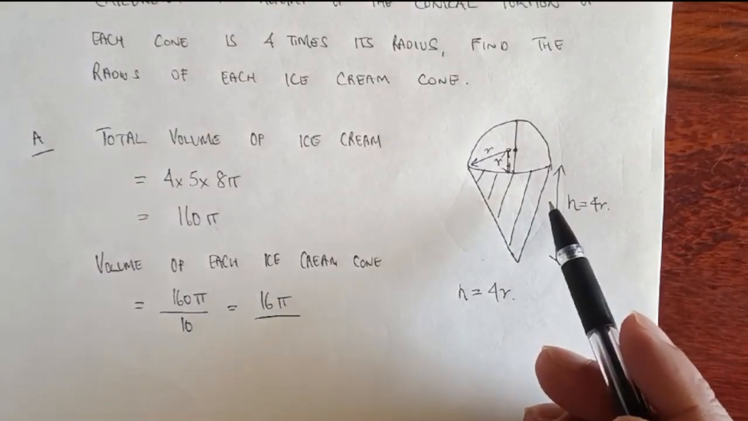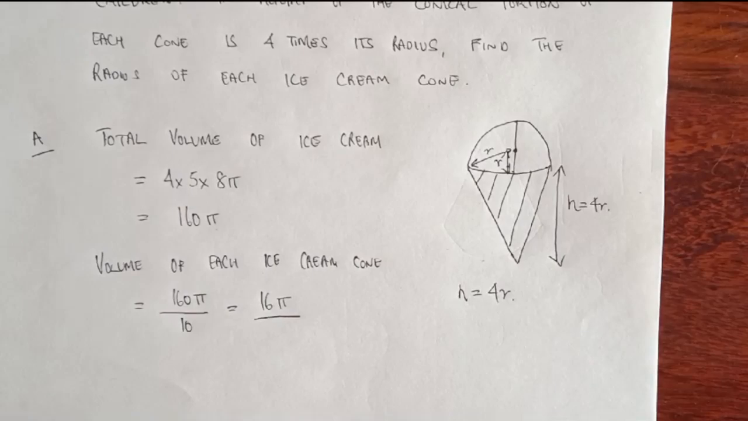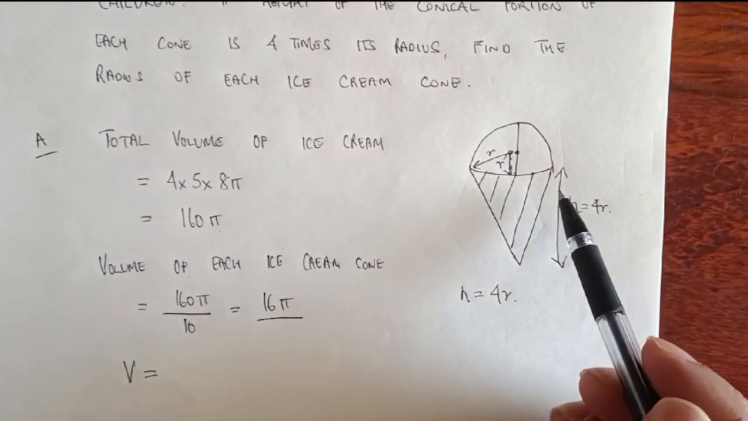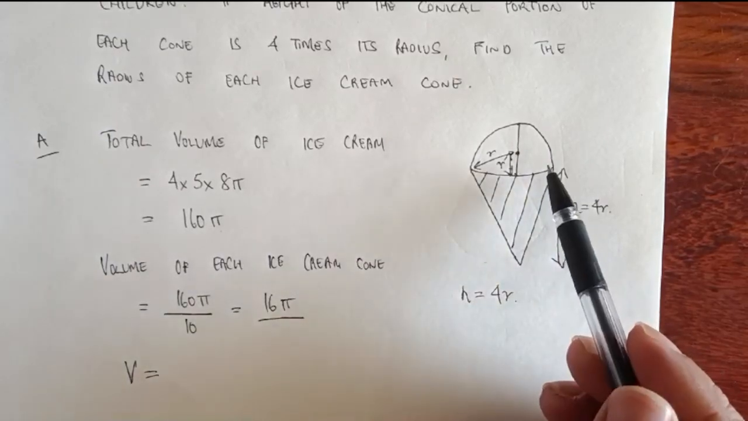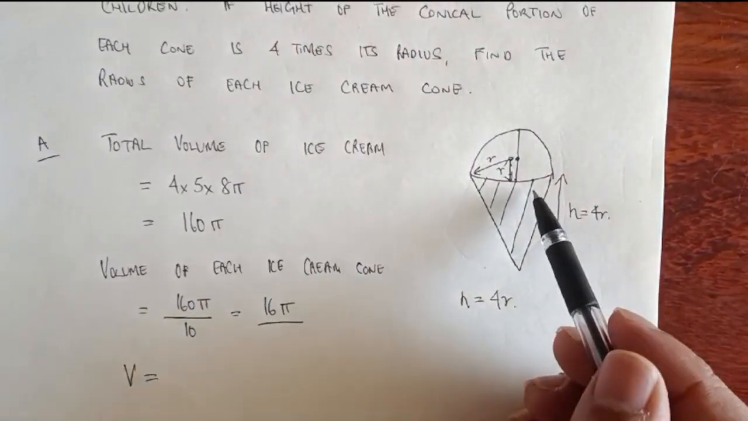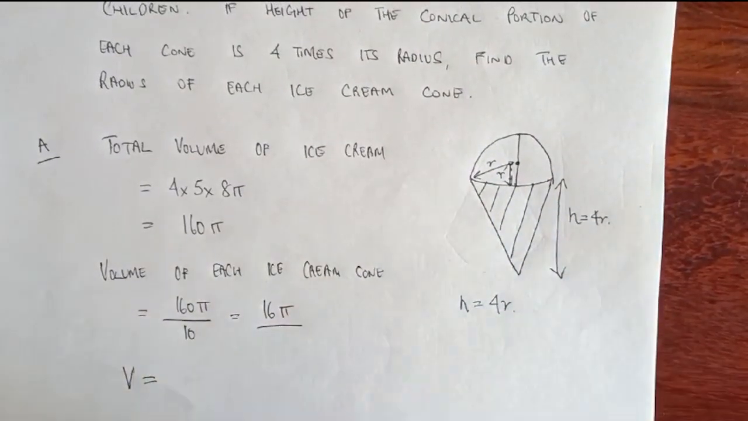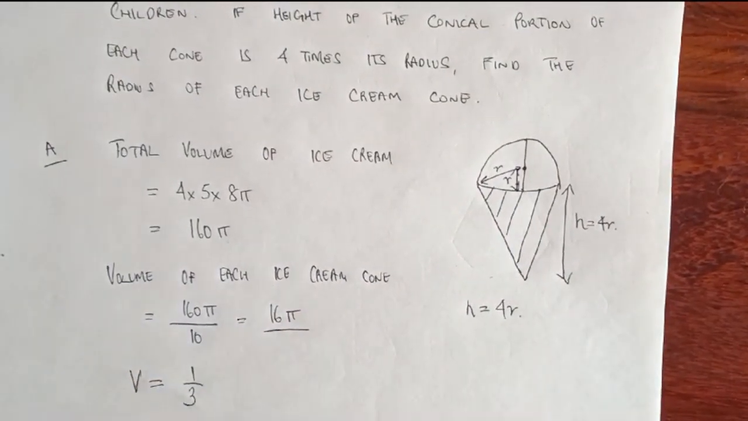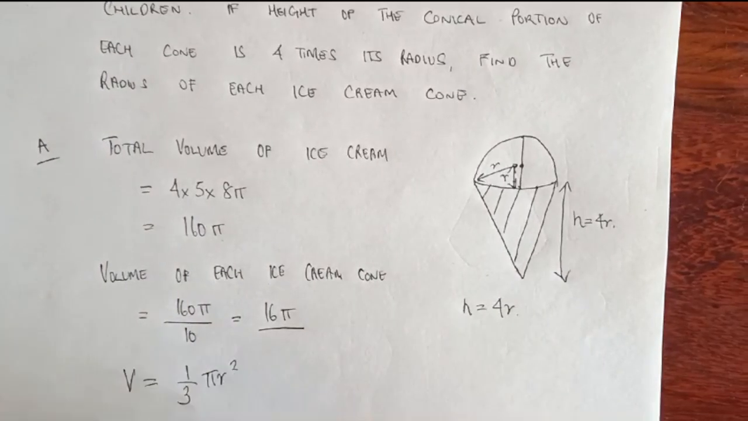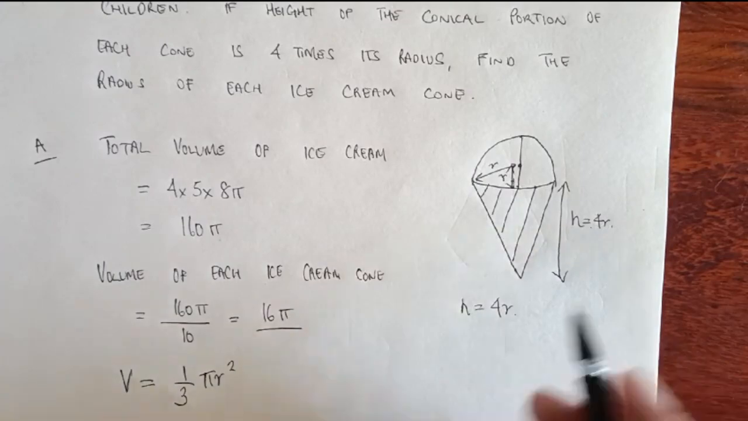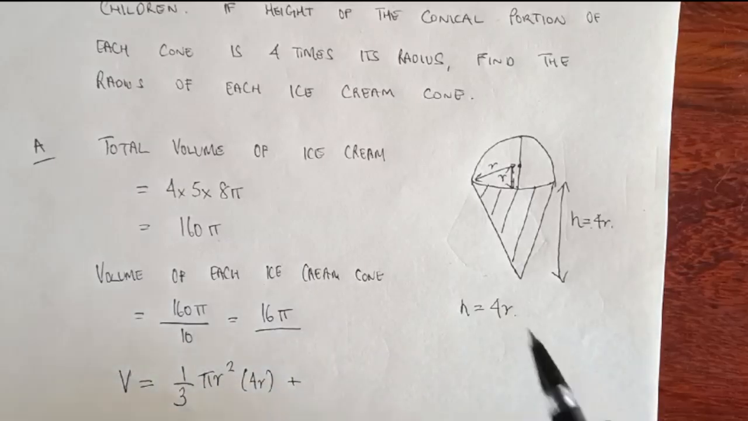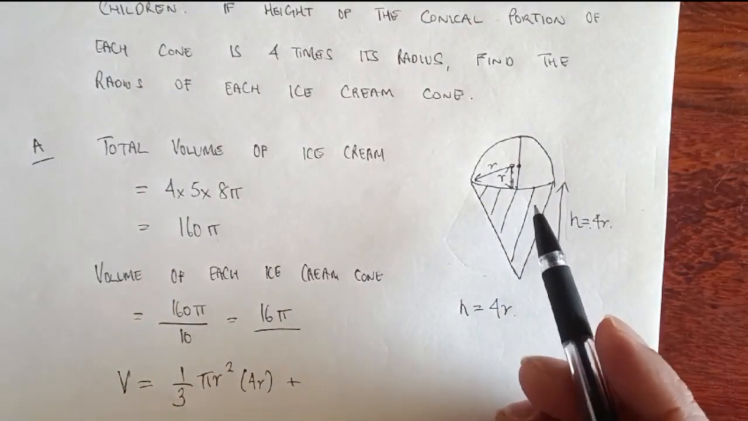But from this diagram, what do we know the volume of the ice cream cone to be? So V again, which is the volume of the ice cream cone, is the volume of this conical section plus the volume of this hemispherical section. So what is the volume of this conical section? 1/3 pi r square h is the volume of any cone, right? So 1/3 pi r squared, but h is equal to 4r. So we write h as 4r, plus the hemispherical top.